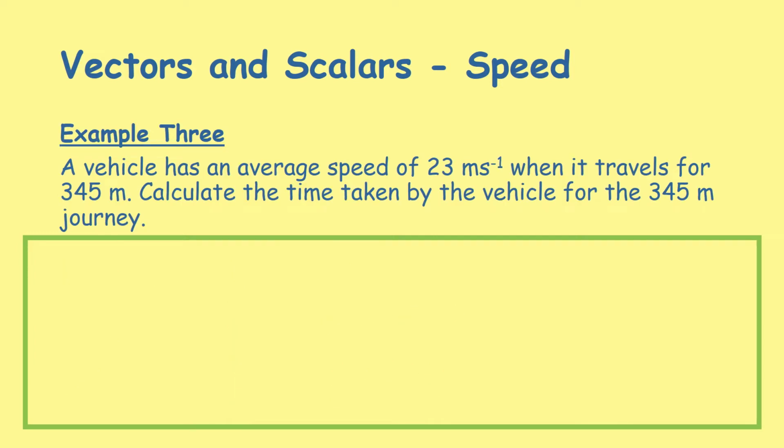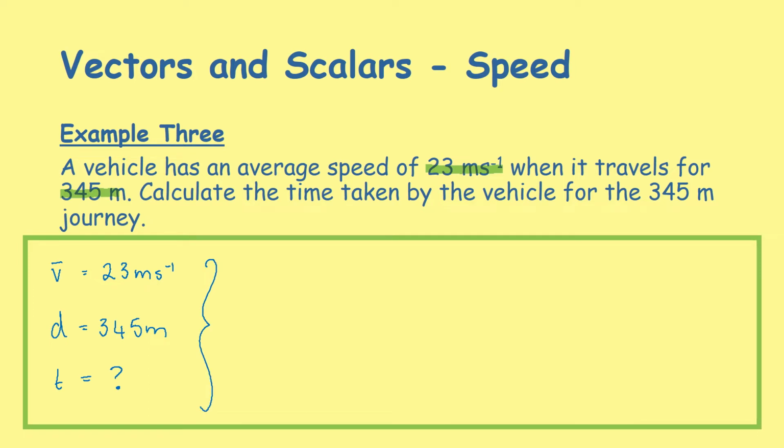Example 3. A vehicle has an average speed of 23 meters per second when it travels for 345 meters. Calculate the time taken by the vehicle for the 345 meter journey. Like before, we want to write down what we know and what we want to work out. So v bar, d, and t. We've been given the average speed, which is 23 meters per second. We've been given a distance, so that's the 345 meters. And this time we want to calculate the time taken by the vehicle for the 345 meter journey.